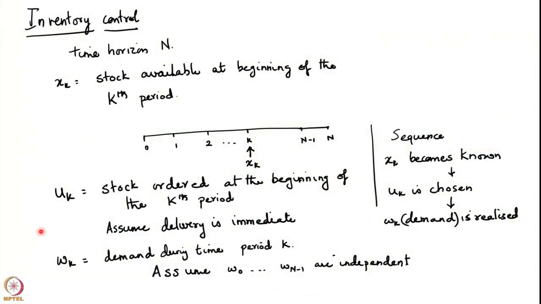Hello everyone. So, what we will do in today's lecture is apply the dynamic programming algorithm to a problem that we have seen so far, which is the problem of inventory control. Recall this problem from one of our earlier lectures. The inventory control problem had a finite time horizon denoted by n.